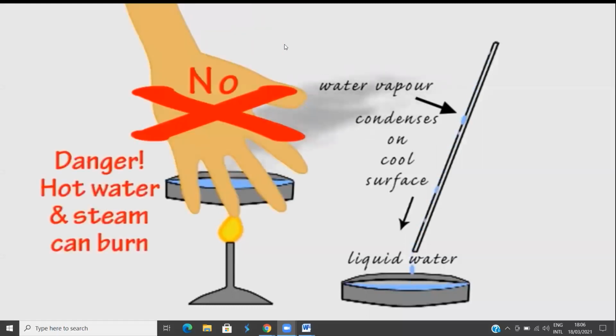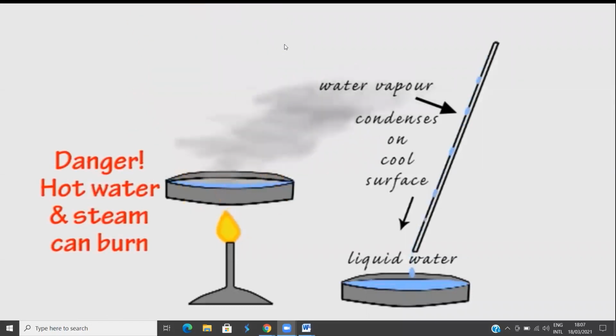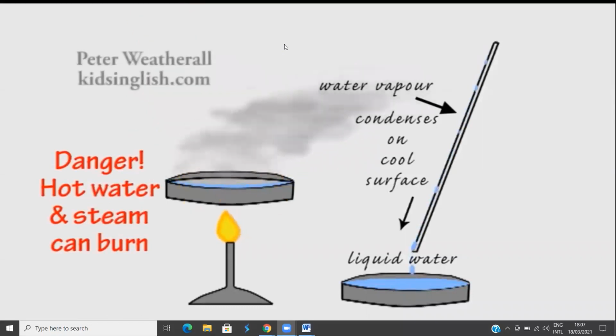However, you should be very careful around hot or boiling water and steam, because they can scald or burn you.